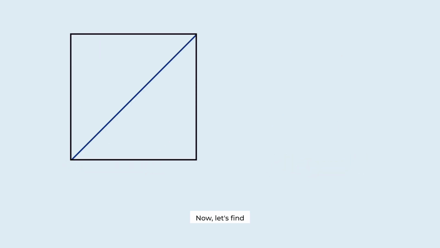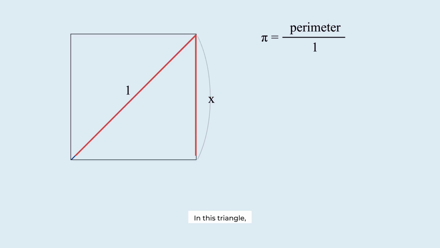Now, let's find the pi value of a square. The length of the diagonal is 1. We need to find the side length x. In this triangle, the angle is 90 degrees, and the two sides are equal. This is an isosceles right triangle. These angles are 45 degrees each.